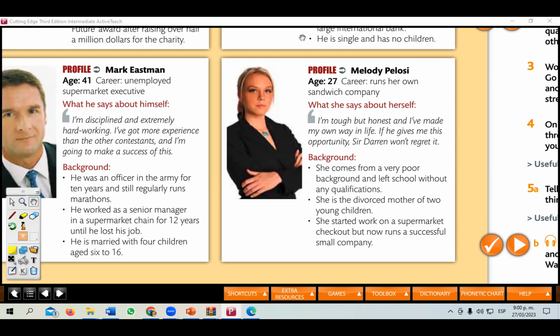Background, she comes from a very poor background and left school without any qualifications. She is the mother of 2 young children. She started work on a supermarket checkout, but now runs a successful small company.